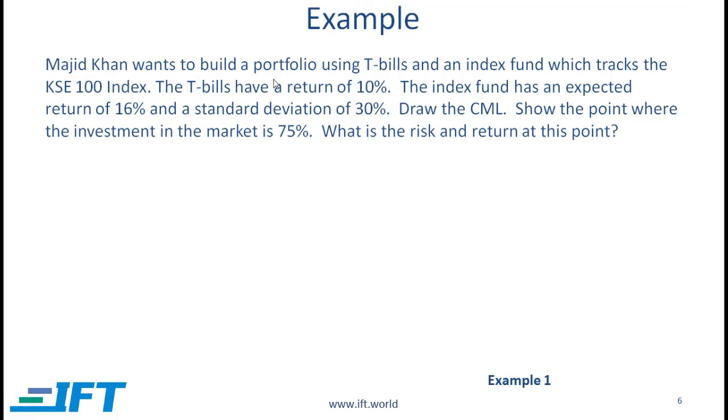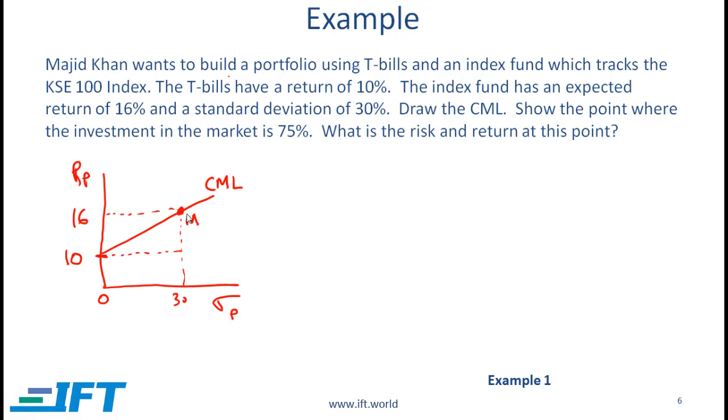I want you to try and do this before you look at the solution. Here is what you should come up with. We have return on the y-axis, risk on the x-axis. The capital market line starts here at the risk-free rate of 10%, and it passes through the market portfolio, which has a return of 16% and risk of 30%.